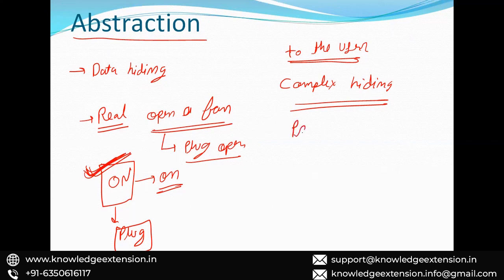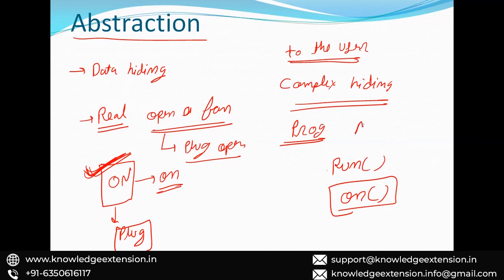If I am talking about it programmatically, in a program I know that if I call a function run, or I call a function on, the function is on. Understood? So abstraction can be achieved in a program by using methods. When we are calling a method, the method runs and I don't care about the internal things implemented by the other programmer who developed this function.